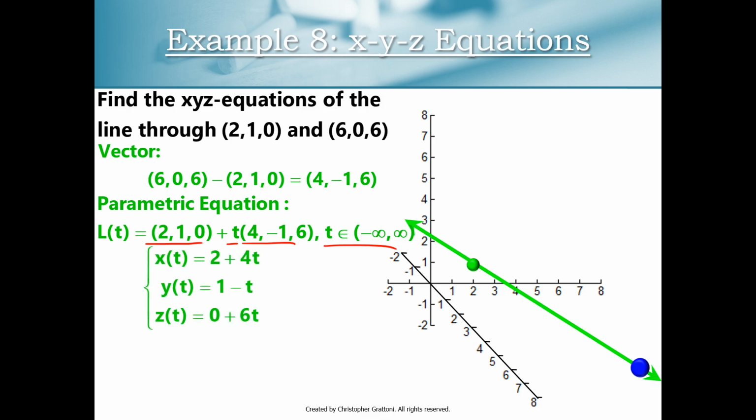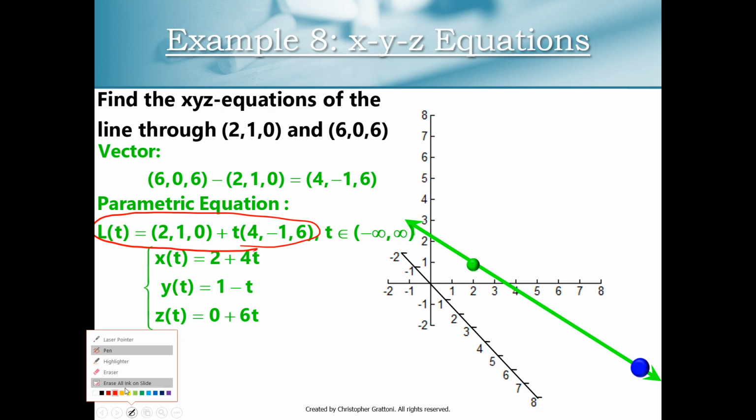By the way, guys, there are times where you might want to thread out your equation. I do personally have a strong preference for writing the L of t equation. So I like this format. However, there are times that it's useful to say, you know what, I'm going to thread this out into an x of t, a y of t, and a z of t. For the x of t, I'm going to take 2 plus 4 times t.